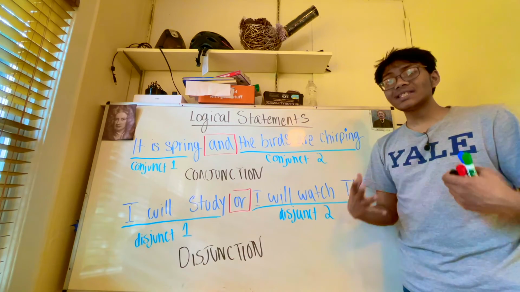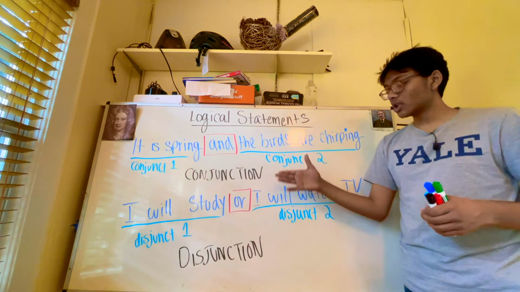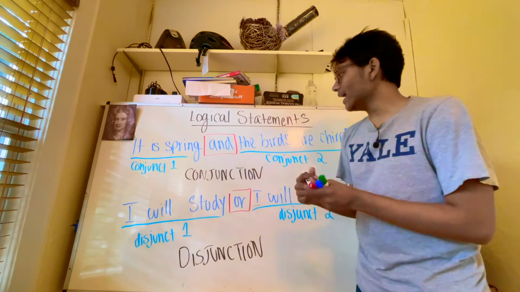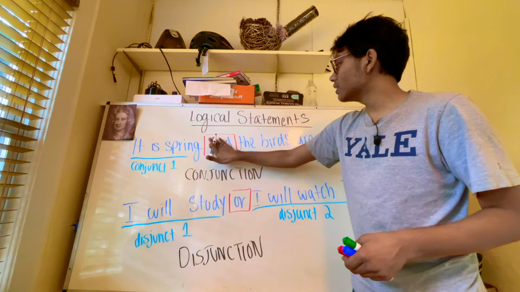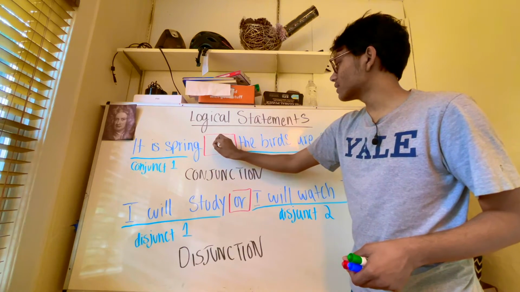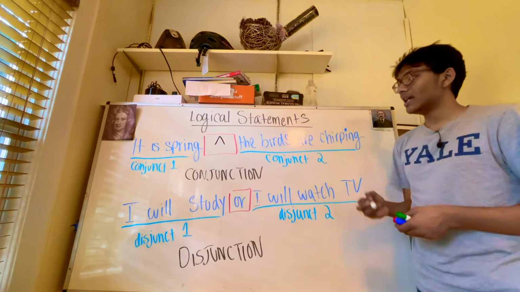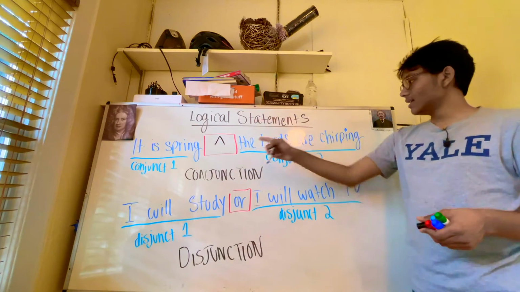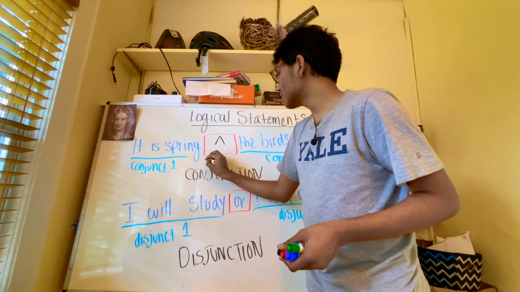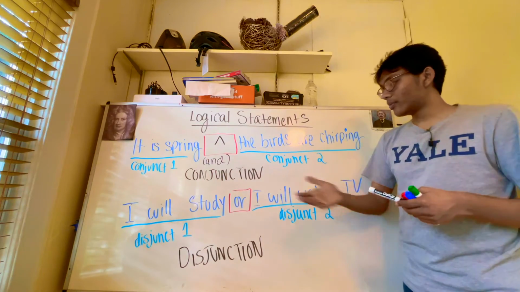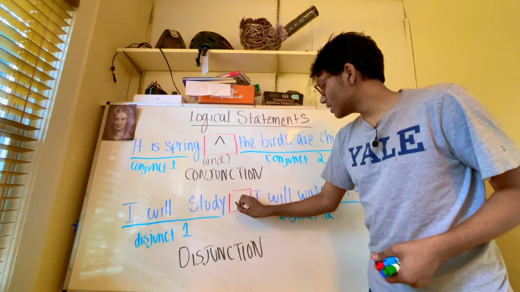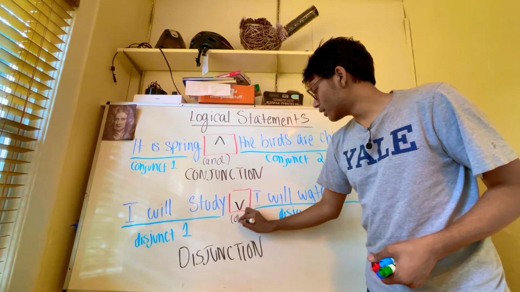Now let's check out some symbols we use to represent conjunctions and disjunctions. To use a conjunction, we replace the word and by a symbol. And here's the symbol we use. We use a kind of wacky symbol. It's like the Vulcan sign. That's the symbol we use. It is spring, this sign, the birds are chirping. This is code word for and. Now, how do we represent the word or? Well, we use the opposite version of this. We use this symbol, and that represents or, the connecting word.